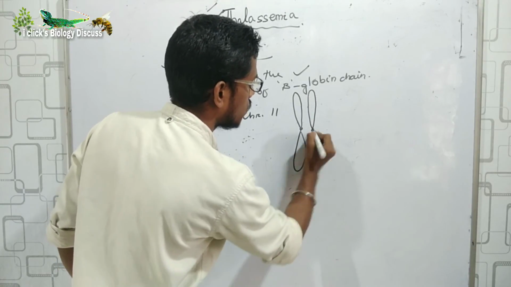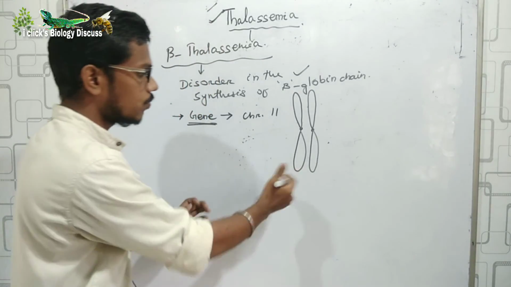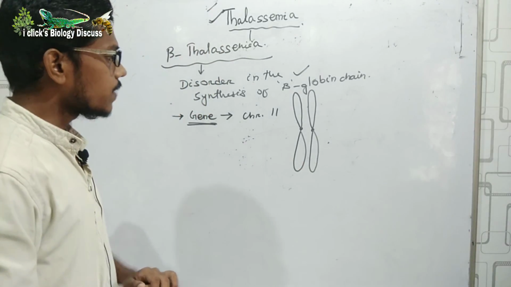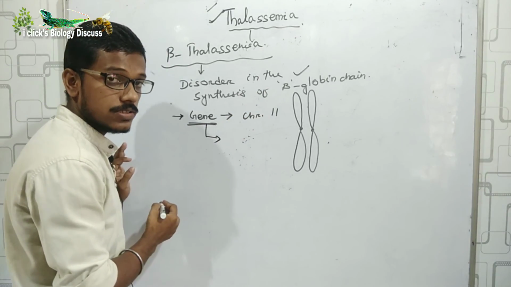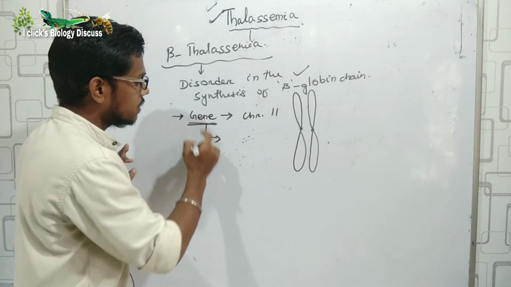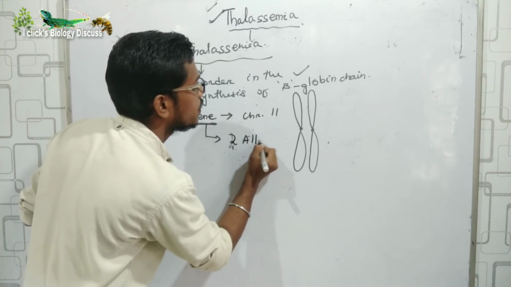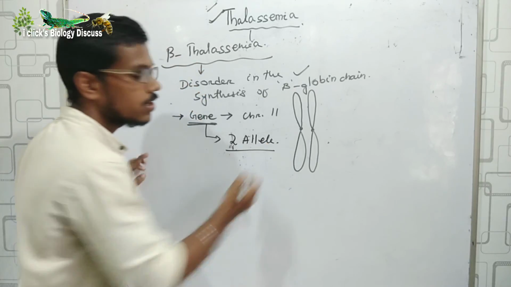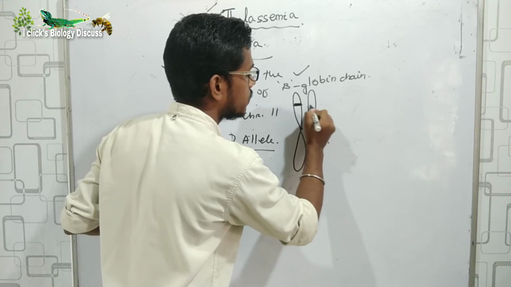There is a homologous chromosome, and both are chromosome number 11. This is the homologous pair of this chromosome. As you know, genes always occur in the pair condition, and a gene has two alleles. Suppose this is one allele and this is another allele.